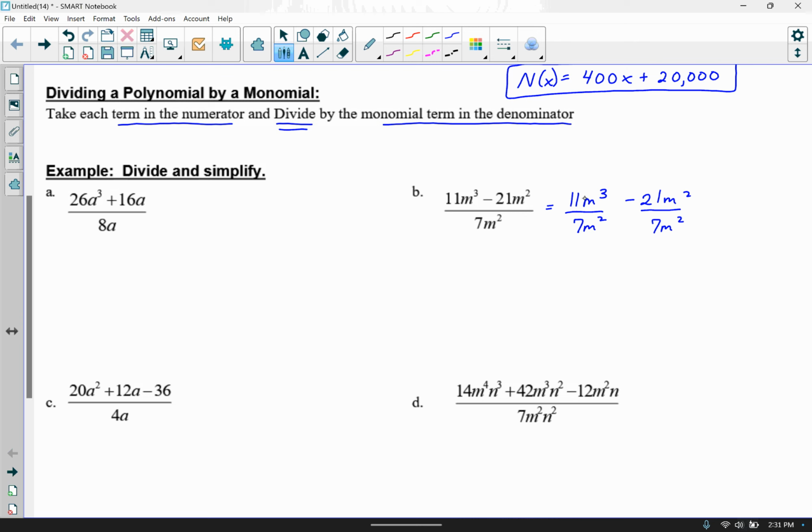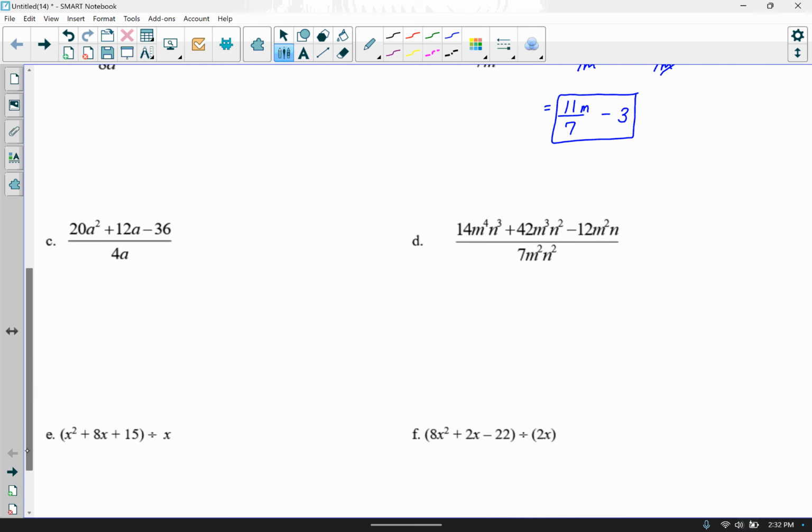How many more? So 11/7, of course, cannot be reduced. But where do you have the most m's? Up top, one more. Okay. Then the next term, 21 divided by 7, that's going to give me a 3. What happens to those m's? Cancels out, right? Because they're the same. So m squared divided by m squared, they're going to cancel out. So that would be our final answer there. 11/7 m minus 3.